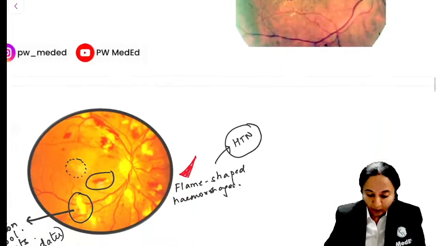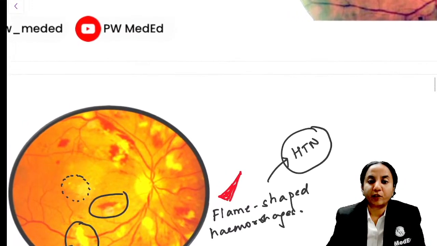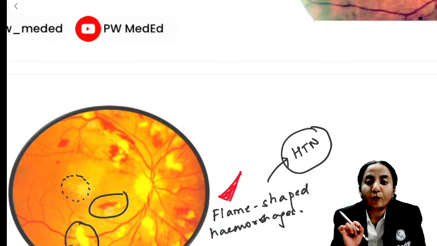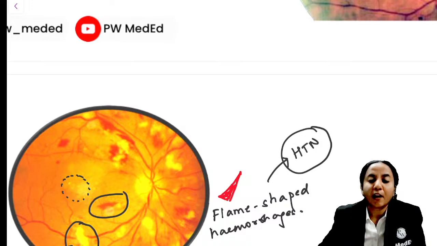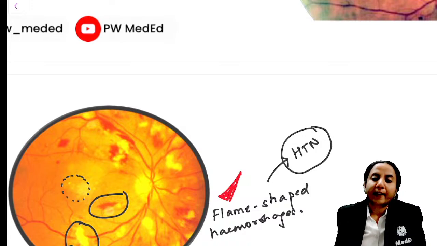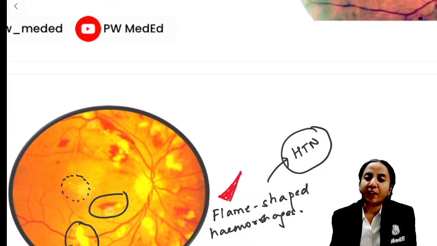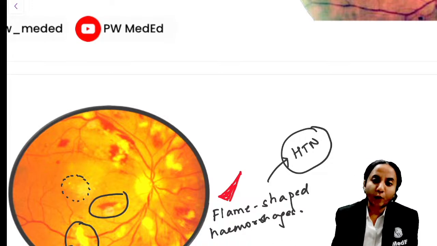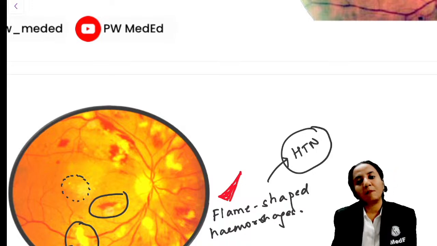But if you see it with these kind of elongated hemorrhages, it is more likely to be hypertension. So this is what you have to look for if you get an image-based question. Because everything is present in everything. In diabetes, there is hemorrhage, hard exudate, cotton wool spots. In hypertension also there is hemorrhage, hard exudate, cotton wool spots.